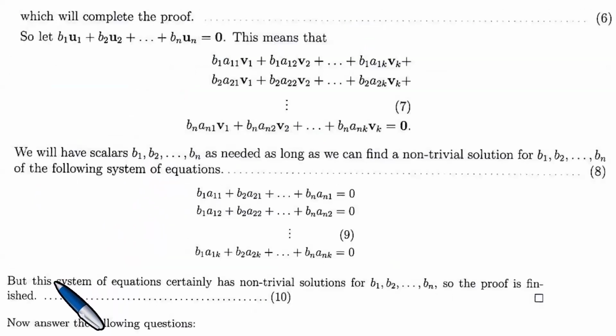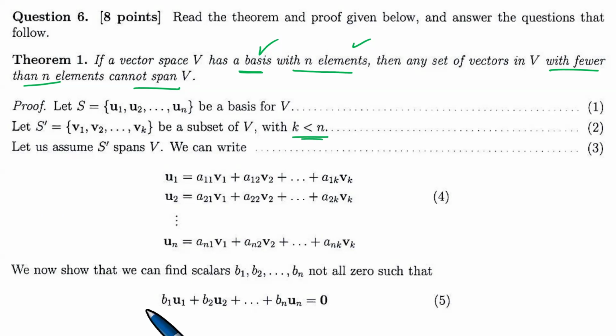You look at that, and then you look at the end here. Now for a contradiction, you obviously would assume the opposite. You assume that it spans V and possibly run into some issues, because we know that it cannot span, and now you are actually assuming it spans. So let this one be a subset of that. Let us assume that S prime spans V. Okay, we can write.